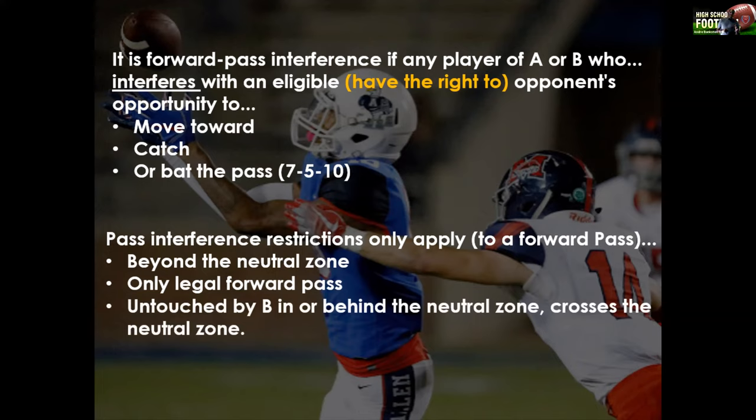And it also applies, if a ball is untouched by B in or behind the neutral zone, and then the ball crosses the neutral zone. So in other words, if B tips the ball in or behind the neutral zone, pass interference down the field does not apply. You still may throw a flag for pass interference. But when we find out the ball was touched by B before it entered or behind the neutral zone, whatever contact happened down there is not considered for pass interference. Okay, you might have illegal use of the hands, you may have holding, but you're not going to have pass interference. Not saying you can't have a foul, you just can't have a for pass interference foul. Okay, don't mean it's free play. Just means not that foul.